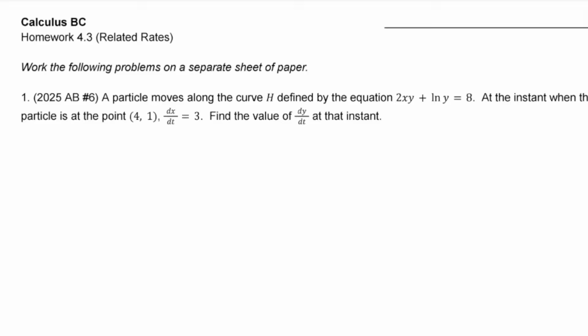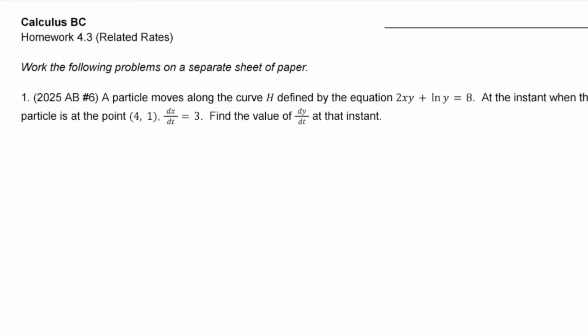In this video, we're going to be working some related rates practice problems. So the first one is from a recent AP Calculus exam. This was from 2025 Calculus AB, and it was part D of number 6. A particle moves along the curve defined by the equation 2xy plus the natural log of y equals 8. At the instant when the particle is at the point (4,1), dx/dt is 3. Find the value of dy/dt at that instant.